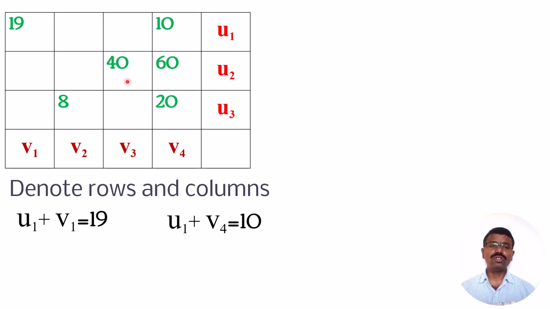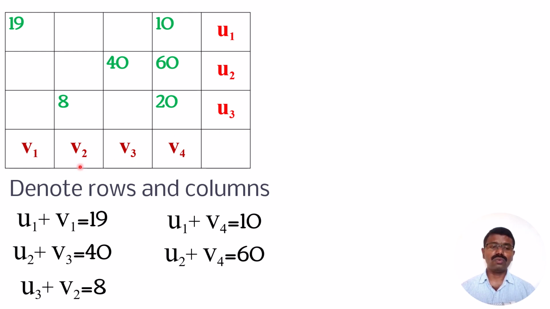Again, 40 is equal to u2 plus v3. You will get another equation. 60 is equal to u2 plus v4. Then you get another equation. And 8 is equal to u3 plus v2. Then lastly, 20 is equal to u3 plus v4. This way we got a set of equations. If you solve these equations, you will get the u1, u2, u3 and v1, v2, v3 and v4 values.